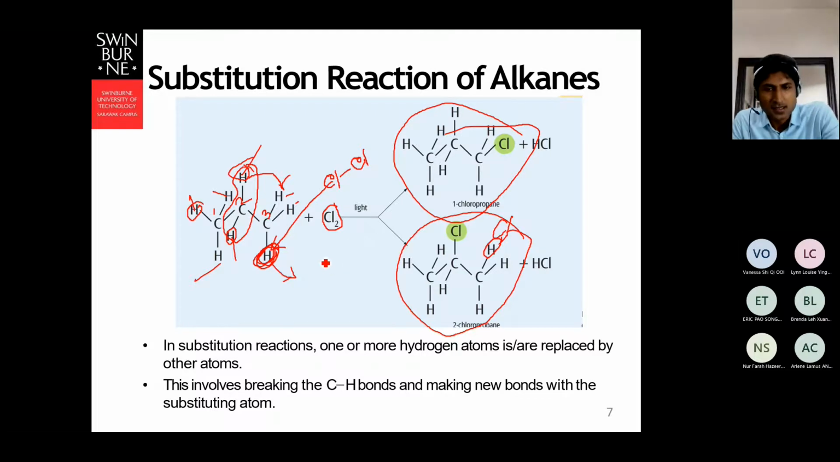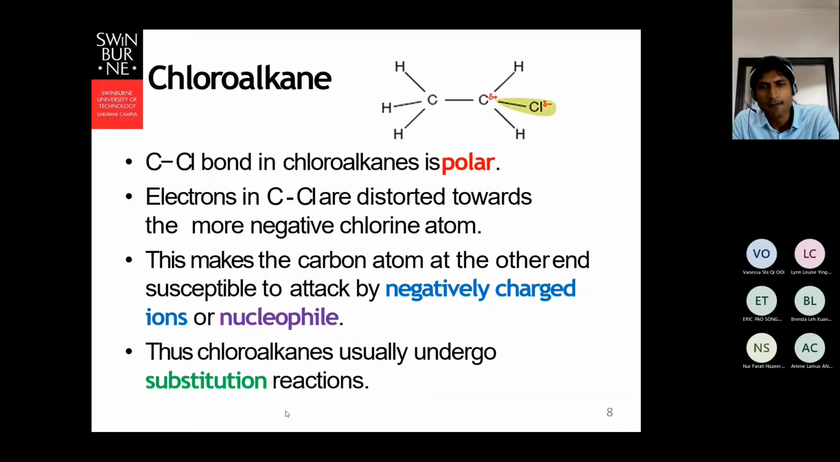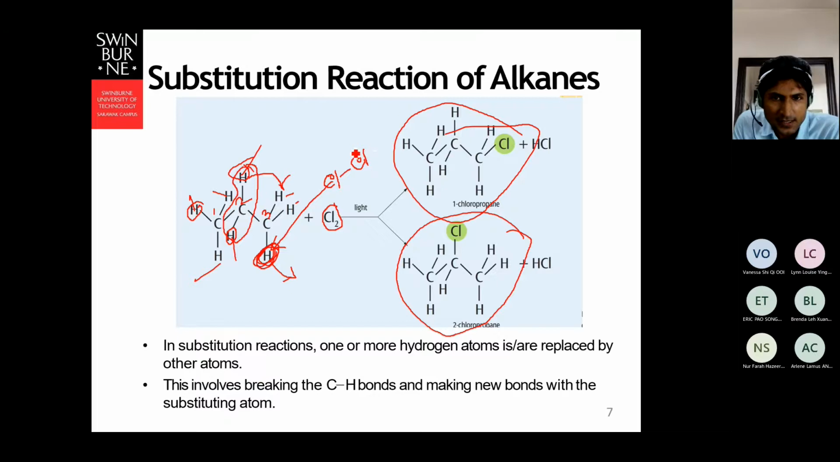Okay, so why is it not happening? There are other different things, but we will not be discussing them here. All right, so this is how the reaction goes, a chloroalkane is being produced. So when this chlorine is there, the chlorine is attached to this carbon.